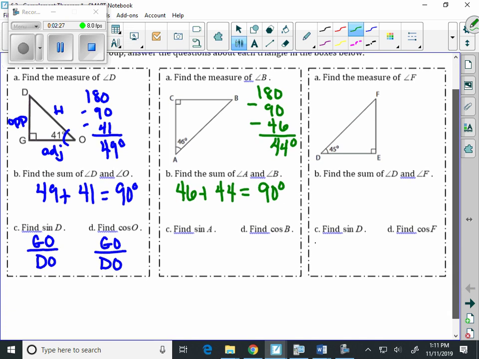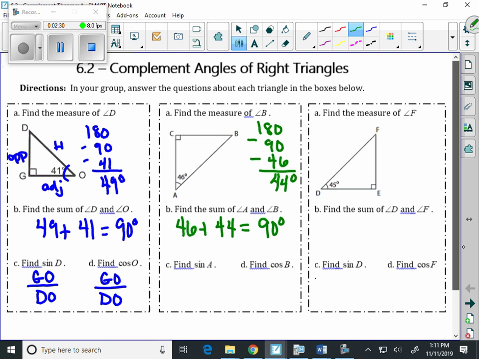Having done the last problem, we know this length is the hypotenuse. If we look specifically at angle A, across from angle A here is the opposite, which means that this length is the adjacent. And sine is the opposite divided by the hypotenuse, so it's CB divided by AB.